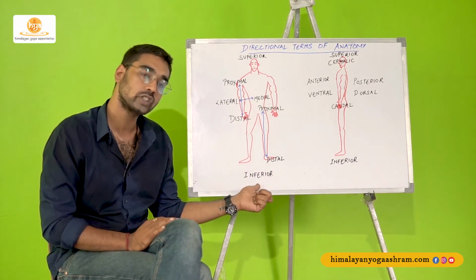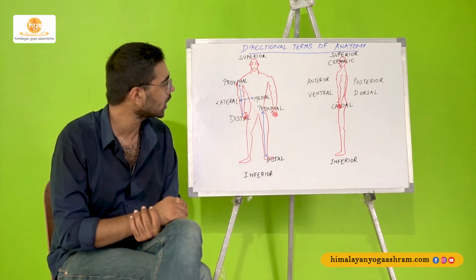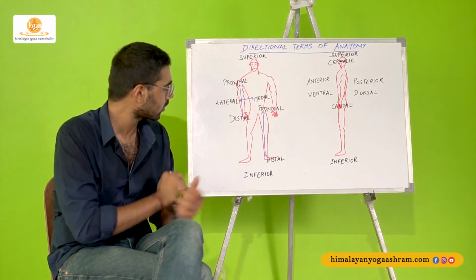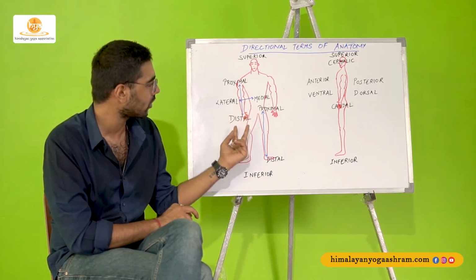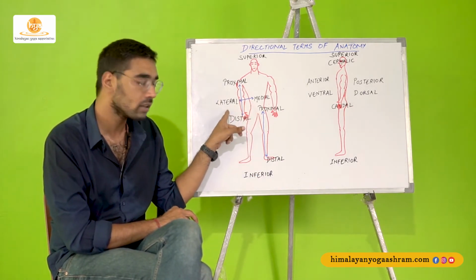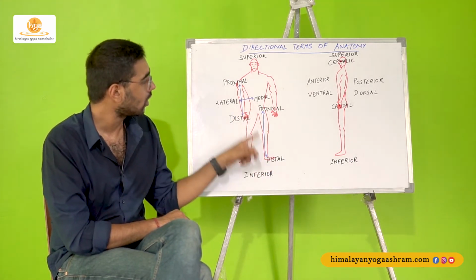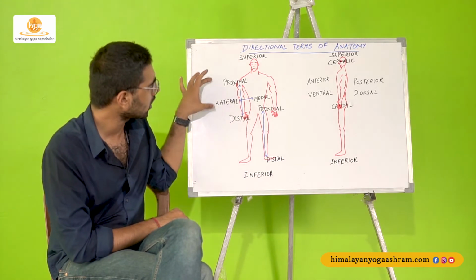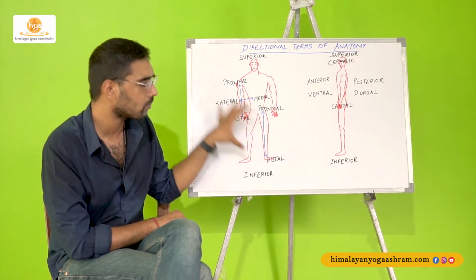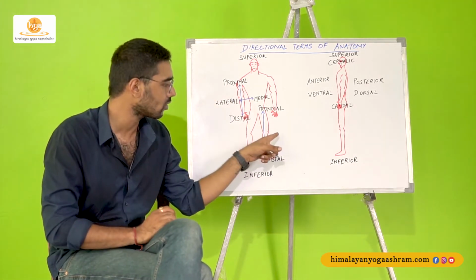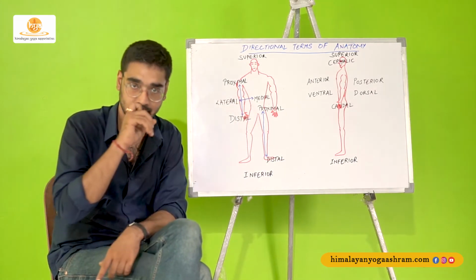Now I want you to switch over to the front view of the human body, and here you see that there are two different names mentioned here: lateral, medial, proximal, distal. And here in the same diagram, you see that the proximal and distal has been mentioned twice, one in case of the leg and one in case of the arm.